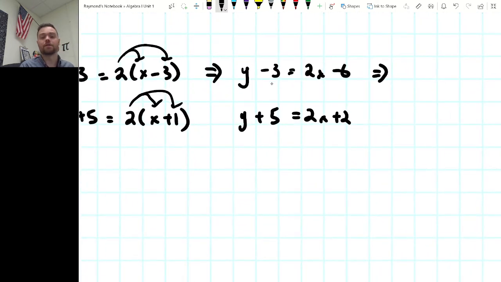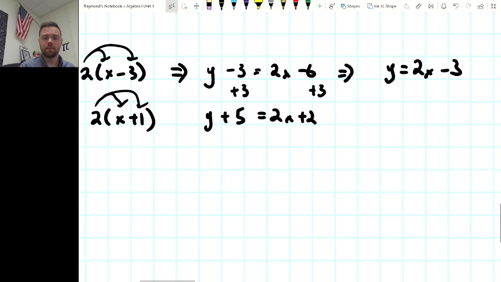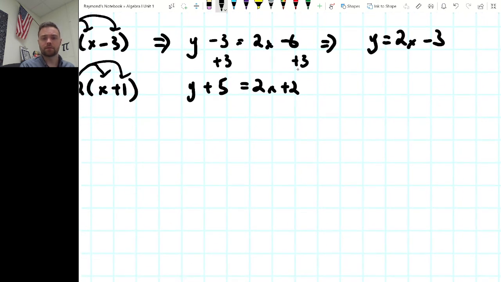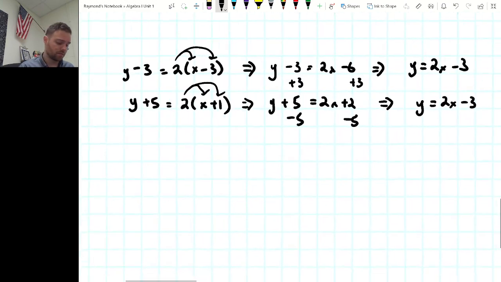I haven't solved for y yet. So for this equation, I'm going to add 3 to both sides to get y alone. And when I do that, I get y equals 2x minus 3, since negative 6 plus 3 is negative 3. And then here, I want to get rid of this positive 5, so I'm going to subtract 5. And so I get y equals 2x minus 3.